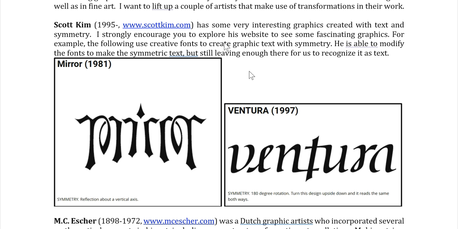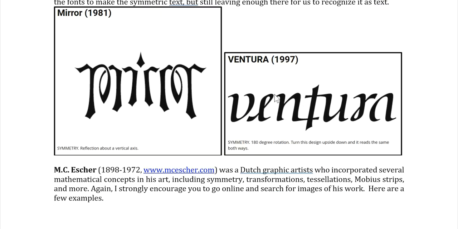So he has all kinds of cool stuff like this that he's done. I think it's kind of fascinating. And he's been creative with putting these together. So I encourage you to check out his site.